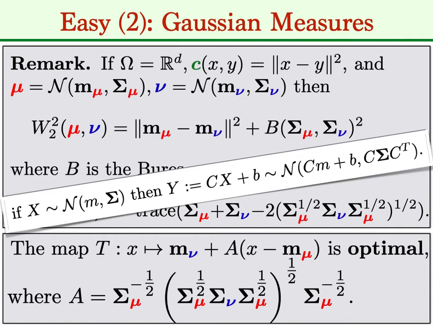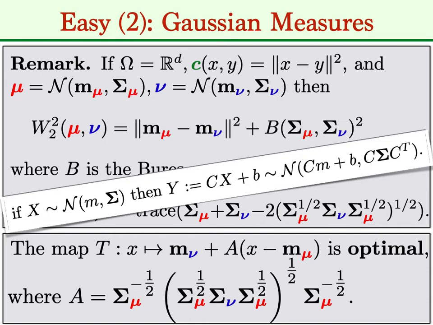So you can trust me that this map here, which to x associates the mean of the target measure plus a linear map applied to x minus the mean of the first measure, is going to map mu to nu. The second thing you should notice is that this map will necessarily be optimal. So it is such that T sharp mu is equal to nu, but it is optimal because of Brenier's theorem.